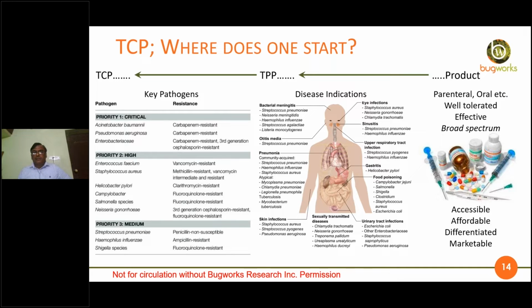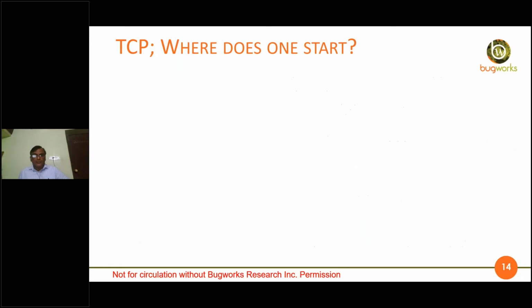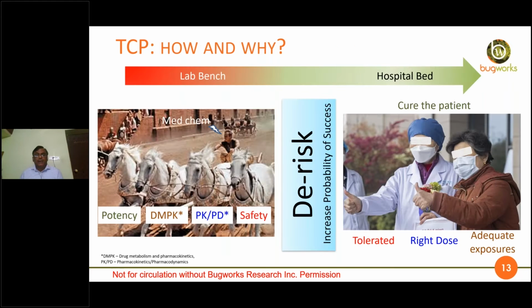So the next thing is that in order to build and start a drug candidate profile, one needs to look at what the end product should look like. For example, in the case of a novel antibacterial agent, what characteristics should the product have? Whether it should have broad-spectrum antibacterial activity, a dosing regimen both parenteral as well as oral, whether it is effective, and whether it is affordable and marketable.